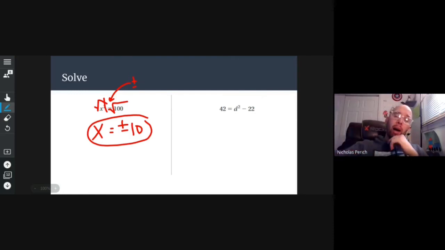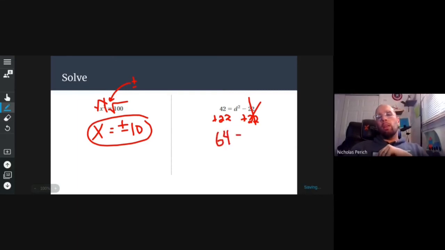Is D all by itself? No. What's in the way? Negative 22, a Taylor Swift special. How do I get rid of negative 22? I do the opposite of negative 22 and add 22 to both sides. 42 plus 22 is 64, and that's going to equal D squared.